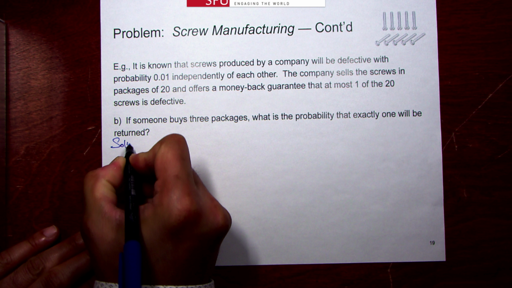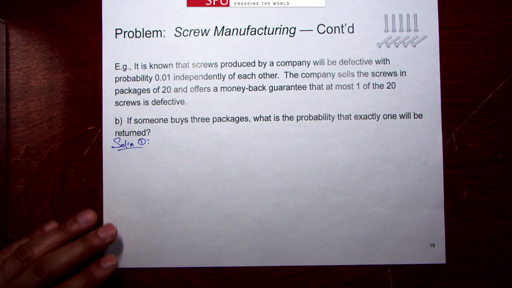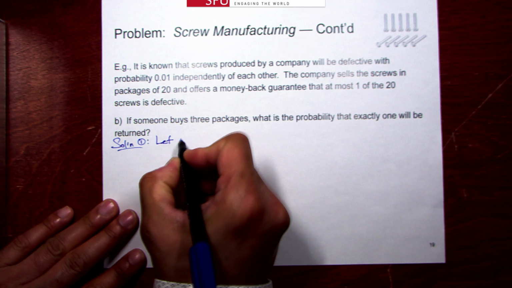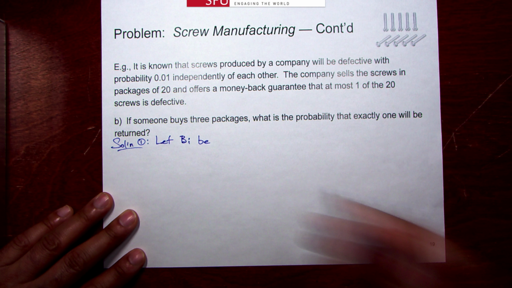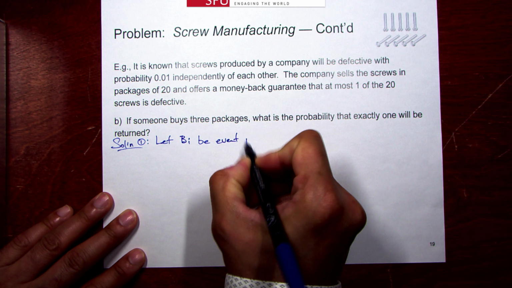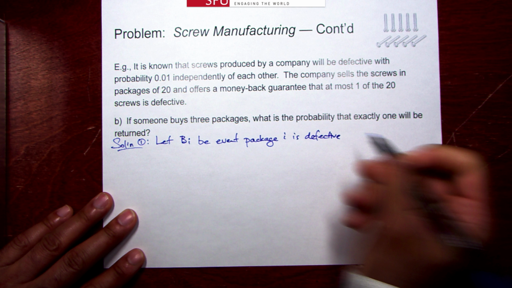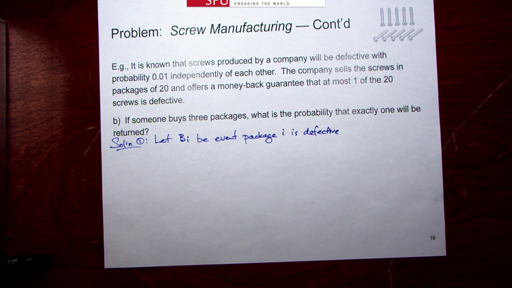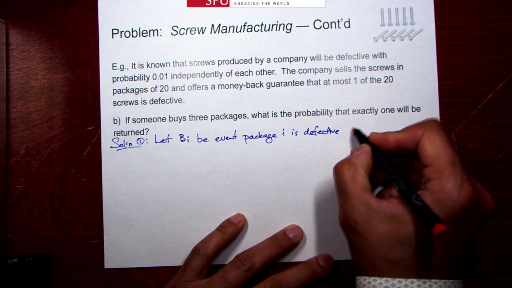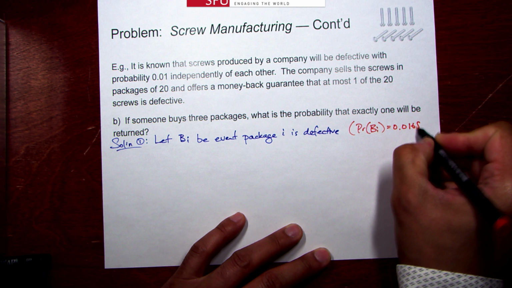So solution 1. We're going to let B sub i be the event that package i is defective, so we're going to number the packages 1, 2, 3. And we know from the previous slide that the probability of B sub i is 0.01686.